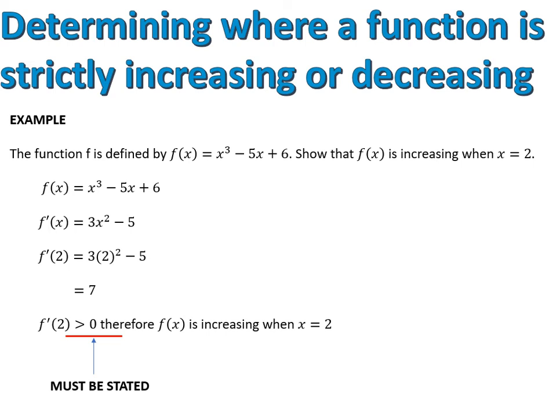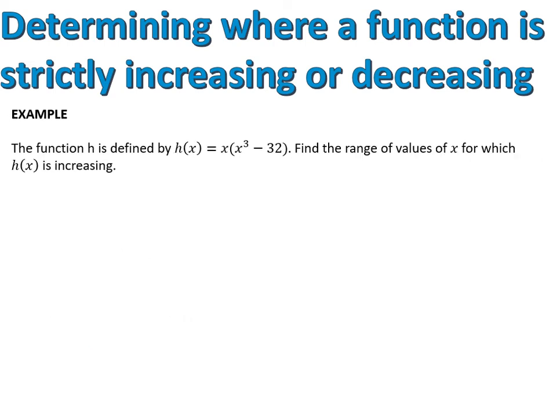So because it's greater than 0, it is increasing, okay? So a similar kind of example, but this time we're trying to find the range of values for which it is increasing. So in the previous one, you were given a point and you had to show that it was increasing. So this is kind of the opposite of that. We're trying to find the points at which it is actually increasing, without knowing those points in advance.